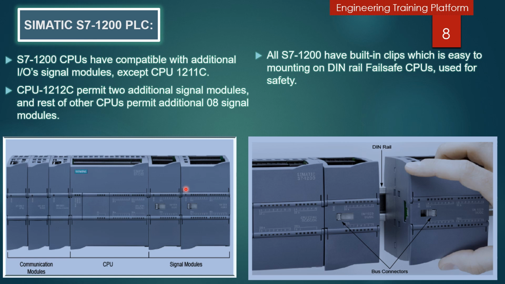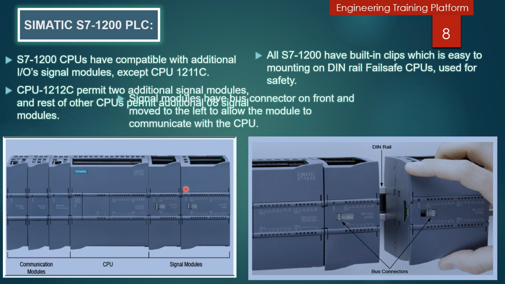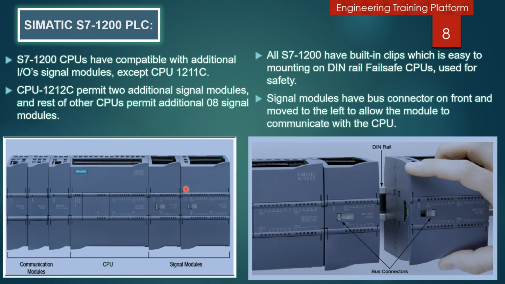All S7-1200 modules have built-in clips that allow easy and convenient mounting on a standard DIN rail. Signal modules have bus connectors on the front. Once a module is in place, the bus connector is moved to the left to allow the module to communicate with the CPU.